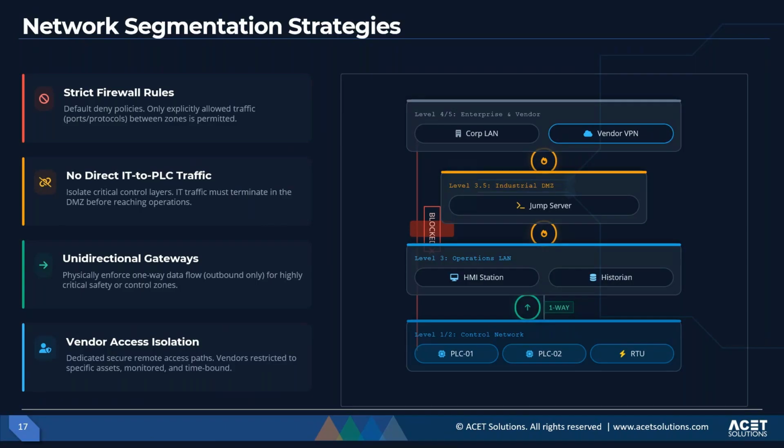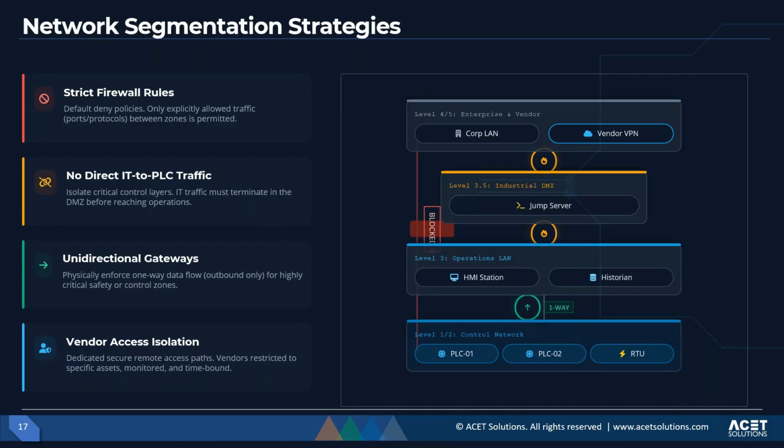Unidirectional gateway or data diode. For highly sensitive processes, a unidirectional gateway may be deployed. These hardware-enforced one-way communication devices allow information, such as process historian data, to flow out of the control environment while blocking any inbound traffic. This ensures that even if the IT network is compromised, an attacker cannot send commands back to the control zone.